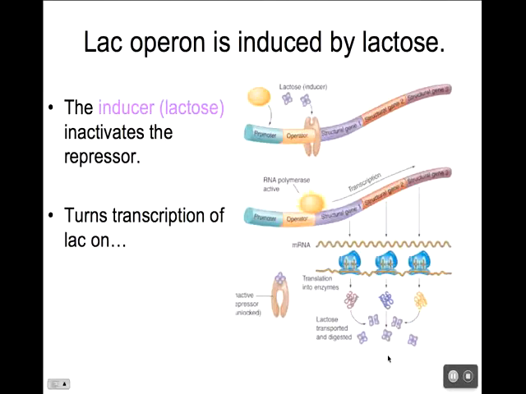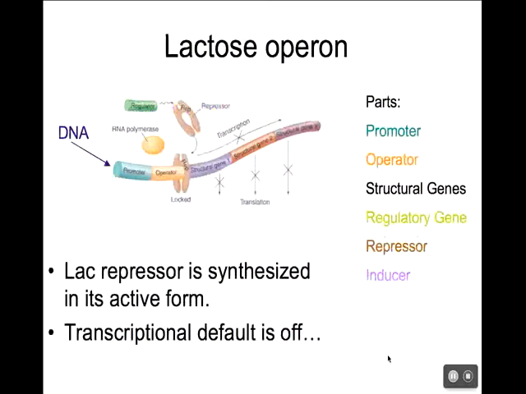Right? It doesn't make any sense. It only wants to make those enzymes if lactose is there. So this is an efficiency model. Normally, when there's no lactose, the repressor is made in its active form. Active repressors bind to operators, and that stops transcription. RNA polymerase cannot do transcription. Right? That's the normal scenario.